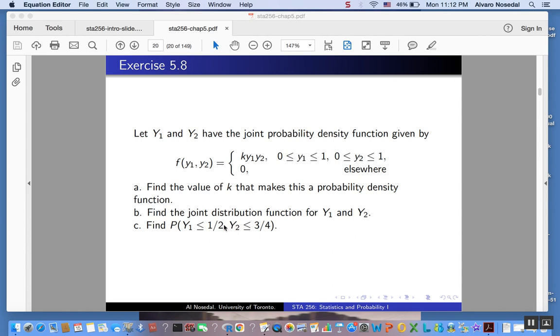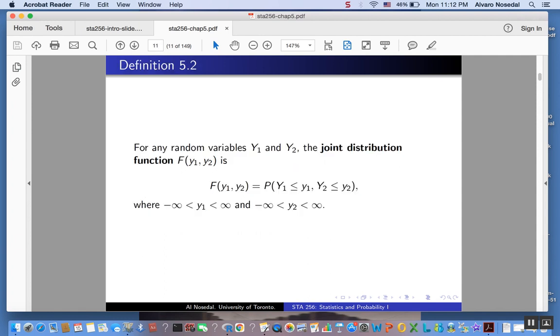If we had only one of these, you would say that seems to be the CDF of y1 evaluated at 1/2, right? Well, now we have these two, and it's similar to that. So let me go back to the definition of joint distribution function. Yes, it's the joint distribution function. In this case, we want to evaluate it at 1/2 and 3/4.